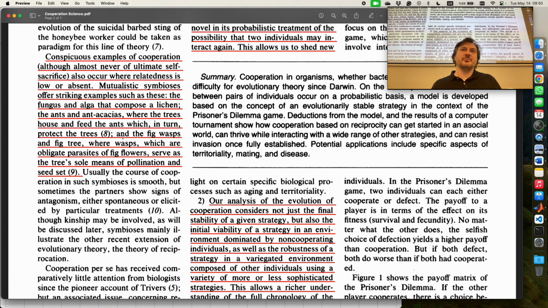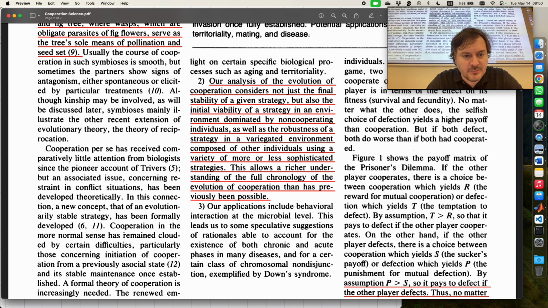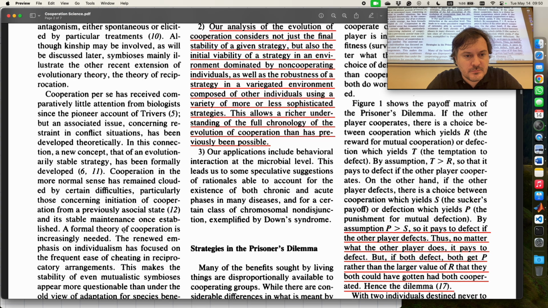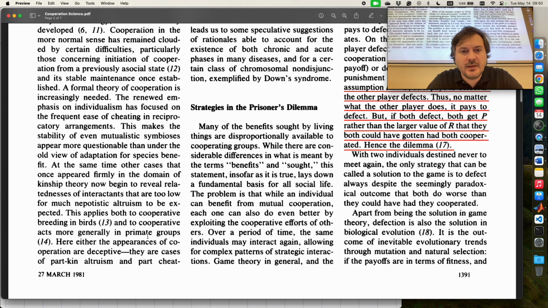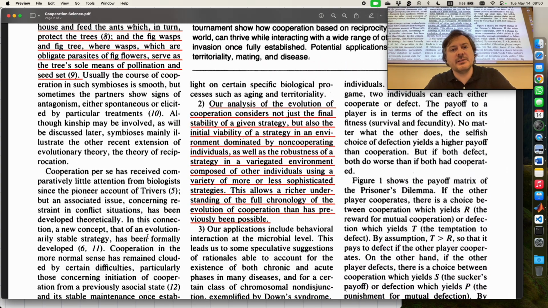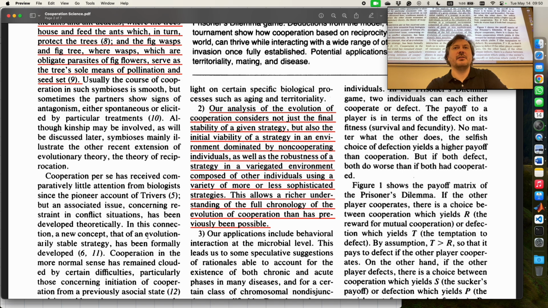It's harder to imagine. But usually the course of cooperation in such symbiosis is smooth, but sometimes the partner shows signs of antagonism, either spontaneous or elicited by particular treatments. Where was it? Let me just find that. At some point it says that they can always hurt the other one. They always have that possibility, which makes it a prisoner's dilemma. I hope you have heard of it.